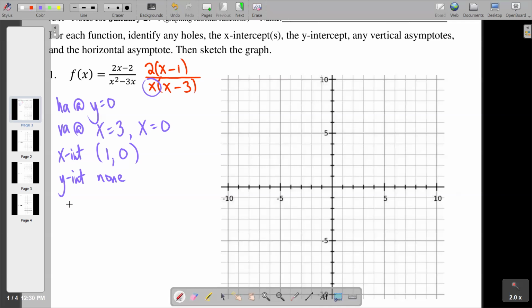And the last thing would be a hole. And again, I would say none. Why? Because there were no factors, algebraic factors that canceled from the top and the bottom. So I think we have everything now that we need.